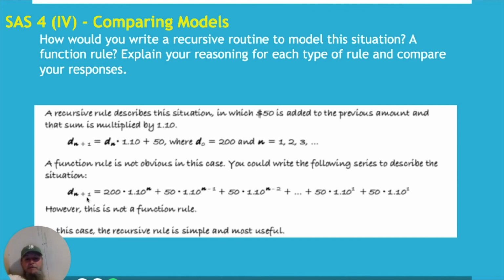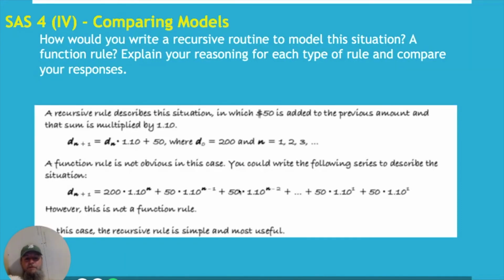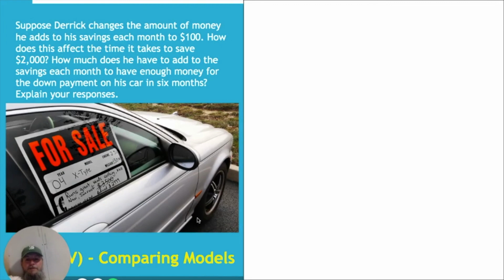D subscript n plus 1, the next value, equals 200 times 1.1 raised to the n plus 50 times 1.1 raised to the n minus 1 plus 50 times 1.1 raised to the n minus 2, and so on. But that process is not actually a function rule. In this case, the recursive rule is simple, and it is the most useful. If you change that amount of money that he adds to his savings each month to $100, how would that affect the time it takes to save the $2,000?